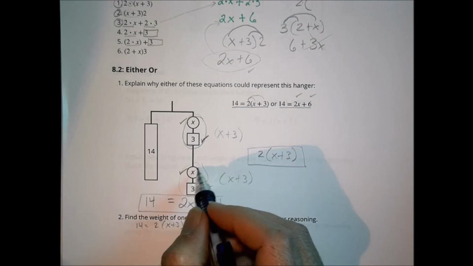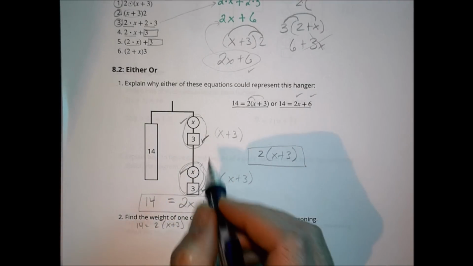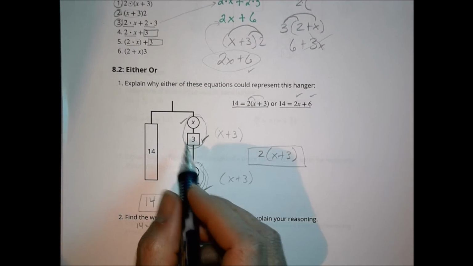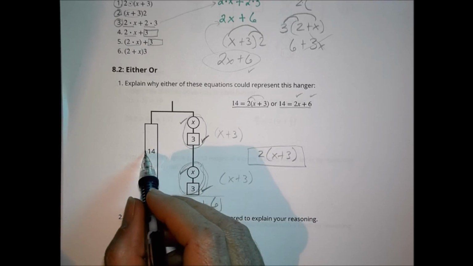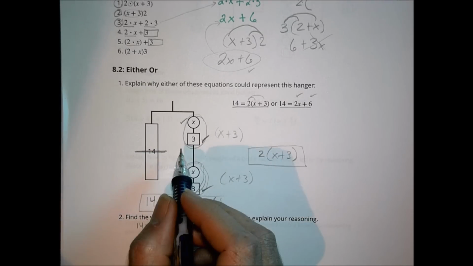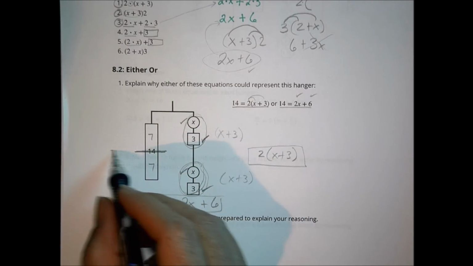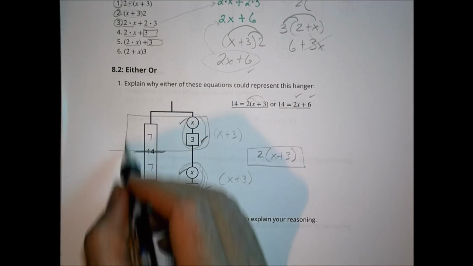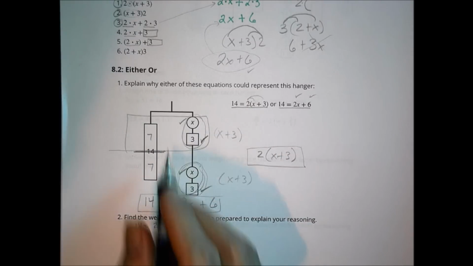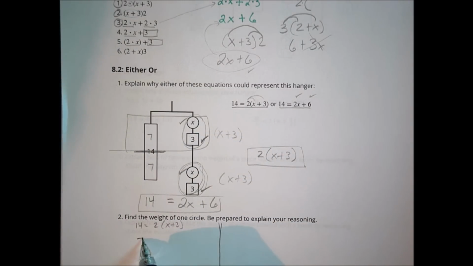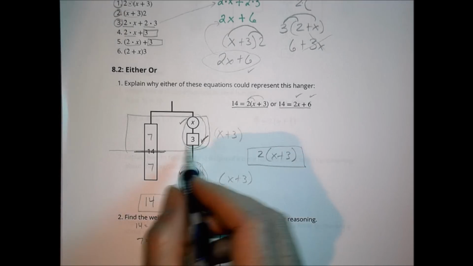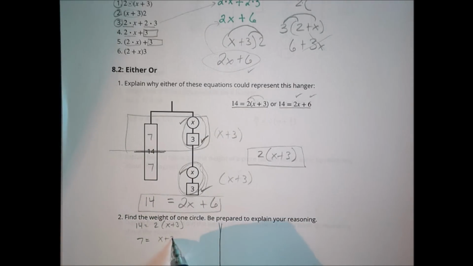If I look at it as 2 groups of x plus 3, if I take that 2 and I divide this side into 2, break that into 2 pieces, this becomes a value of 7 and 7, and that really means that that part goes with that. So what I have is the value of 7 is equal to one of the x plus 3's. How do you get there?